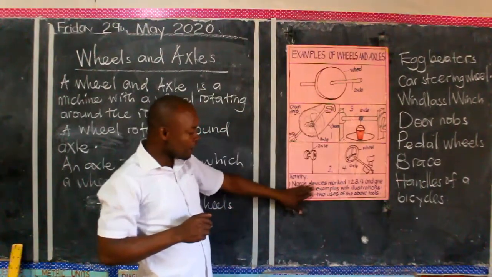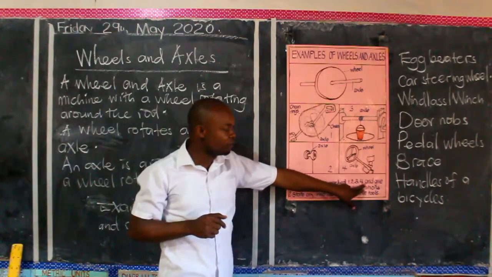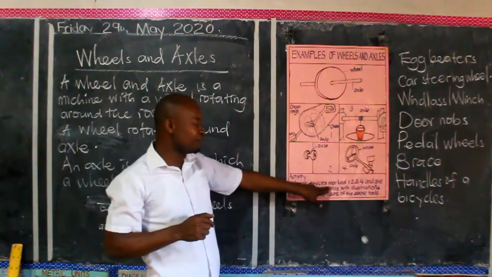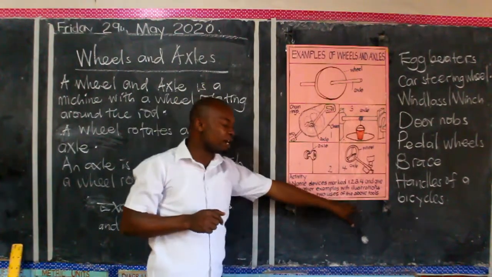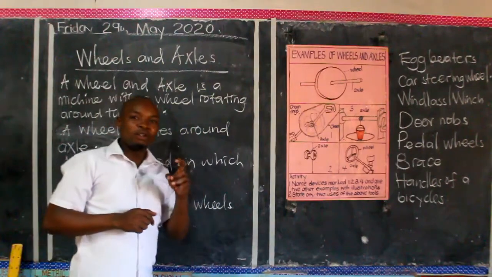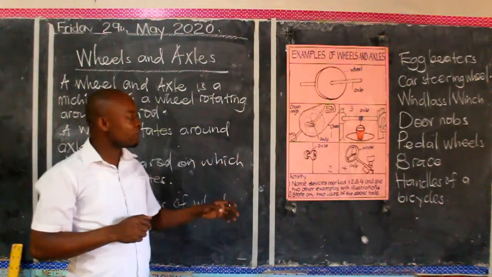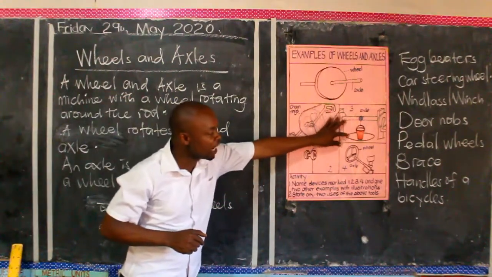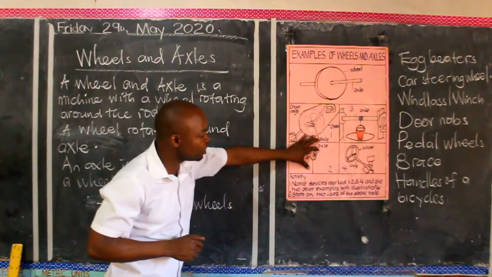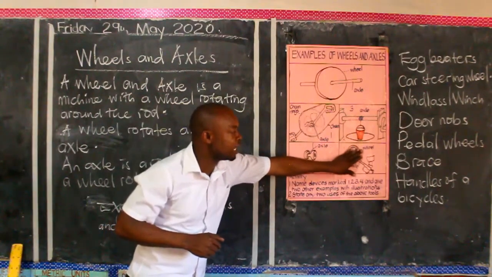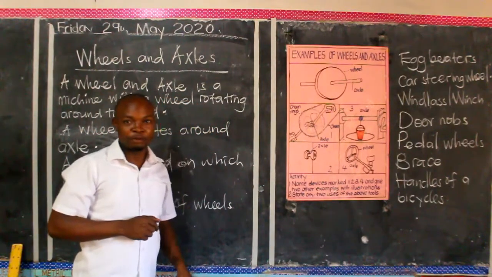After mentioning this, I have put here some few questions. I have said, now the device is marked 1, 2, 3, 4, and give 2 other examples with illustrations. State any 2 uses of the above tools. We want to mention the uses of the above tools. How useful is a windlass? How useful is a pedaling wheel? How useful is a doorknob? How useful is a steering wheel of a car?